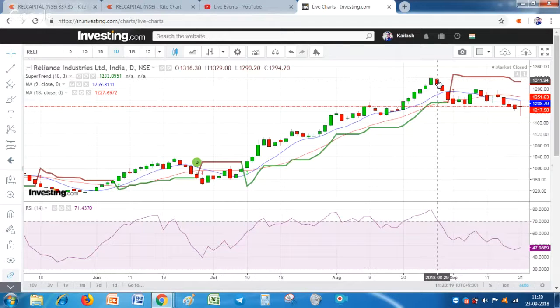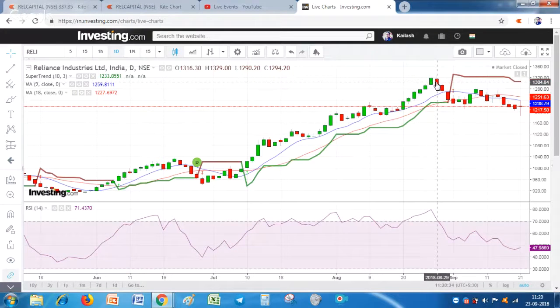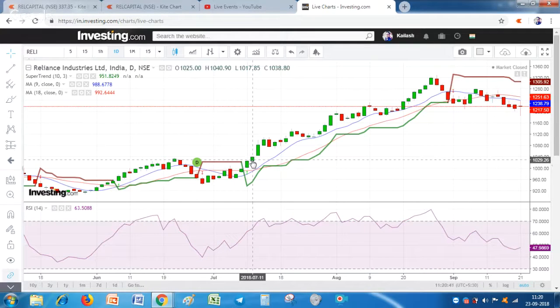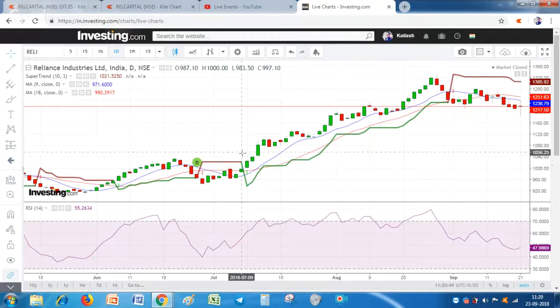But on this day it started a downward move. The signal remained there till the 29th of August. It gave a buy signal on the 10th of July, and till the 29th of August the stock remained in an uptrend. So if someone has taken a buy entry somewhere around 1030, it has gone up to 1310, 1320, 1330 as well. So it's a very good opportunity to enter at this level.